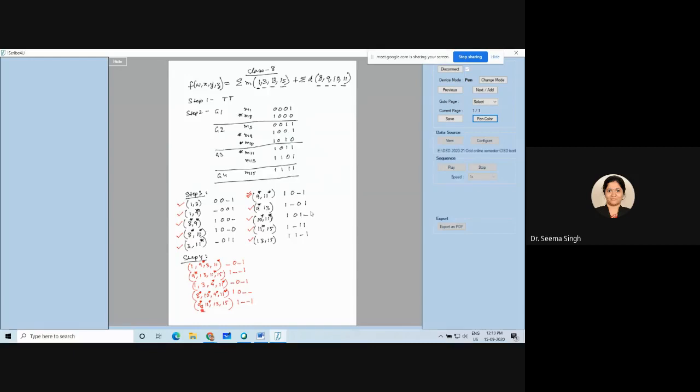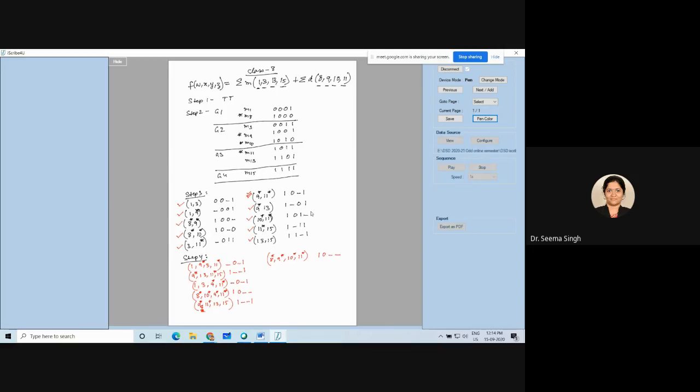Here it is not possible to write. I will write this side. It is 8, 9, 10, 11, and in this all the 4 are don't care. And it is written as 1 0 dash dash.